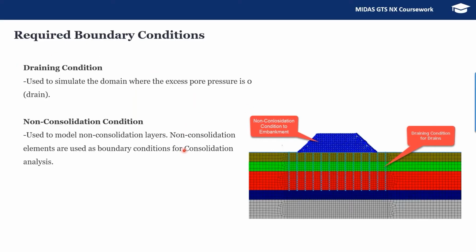Then the non-consolidation condition. Here we are going to activate the embankment in stages, and because of this embankment, a preload will be applied onto your model. Because of that, the effective stress increases, and as and when effective stress increases, the dissipation increases, and that will go through your drains. We are going to apply this embankment in 2 stages, and this embankment is not going to get consolidated. Hence, we are going to apply the non-consolidation condition to this embankment.